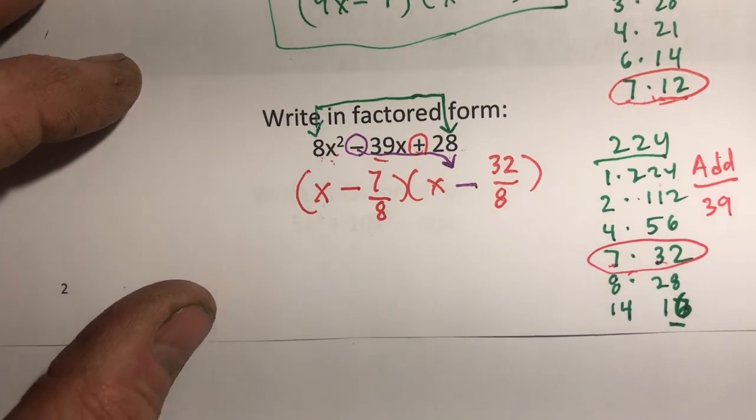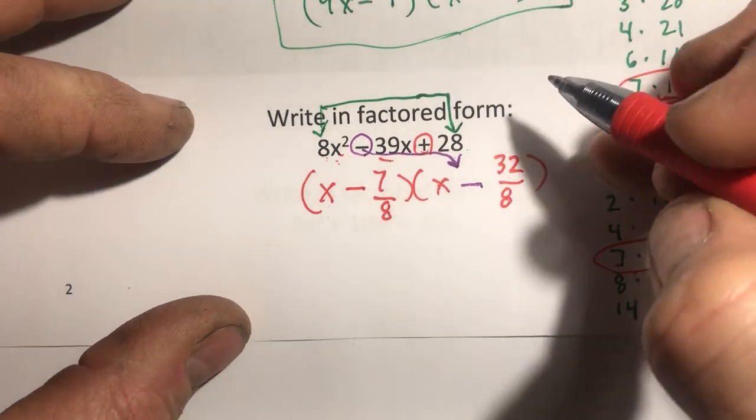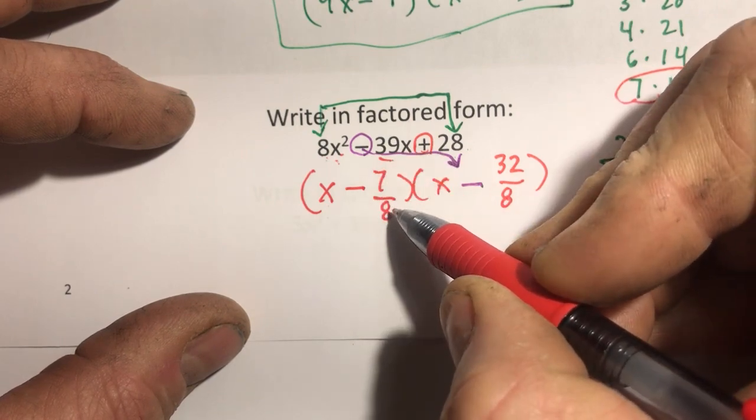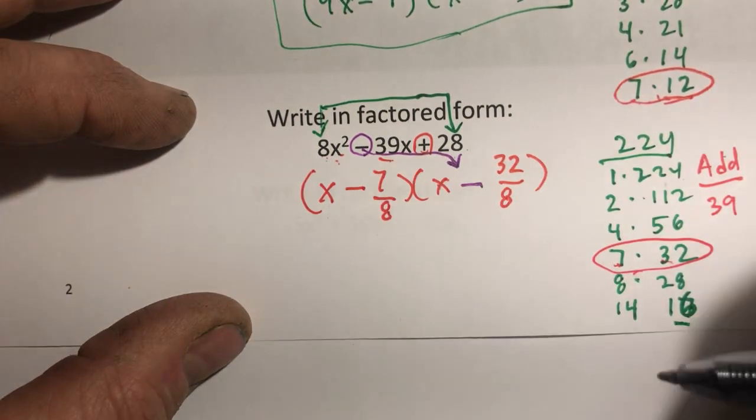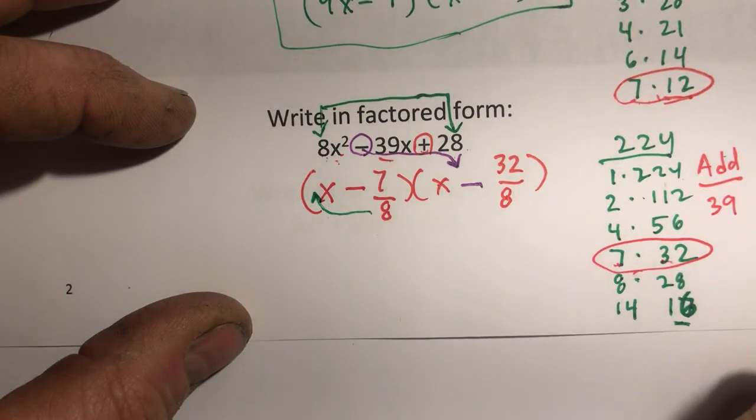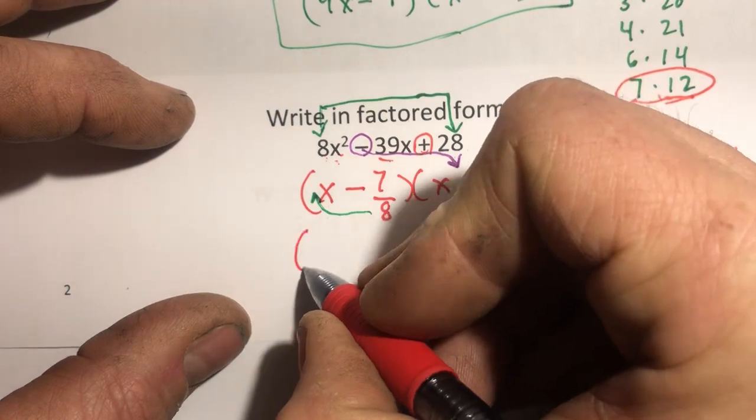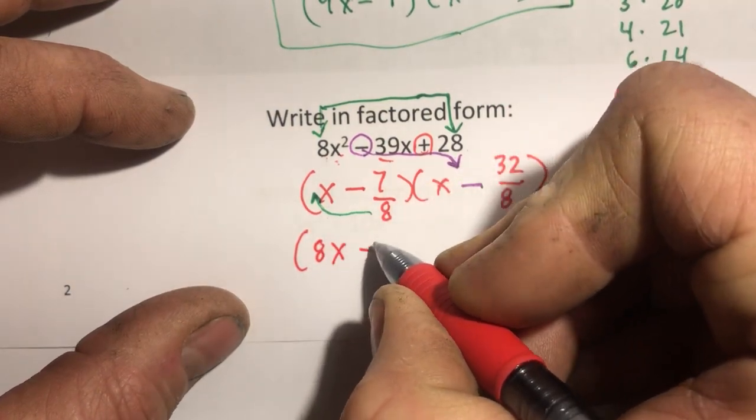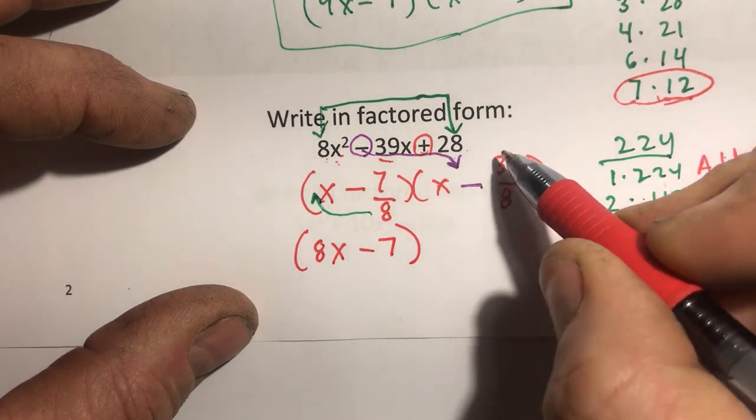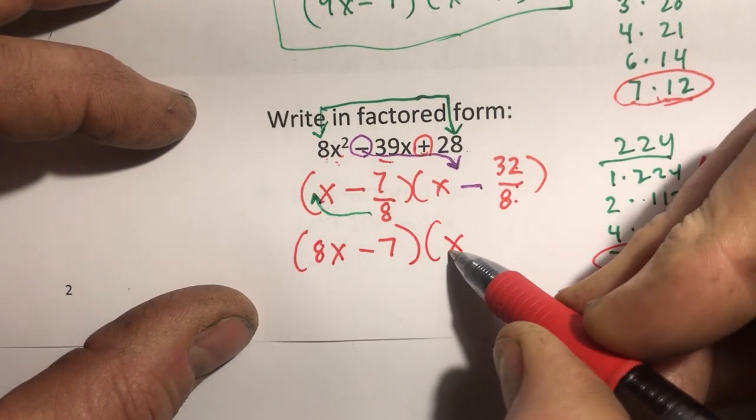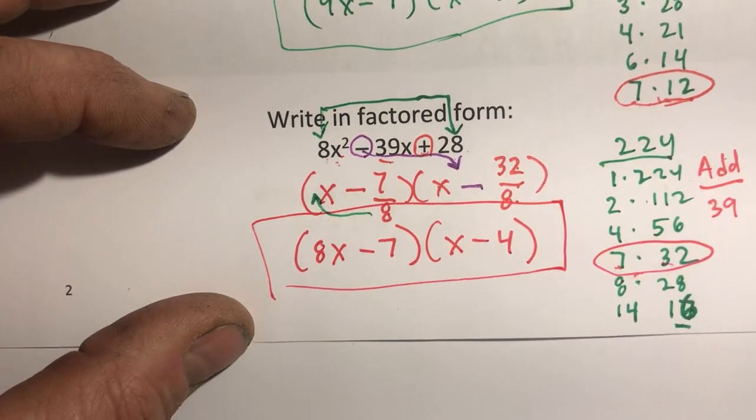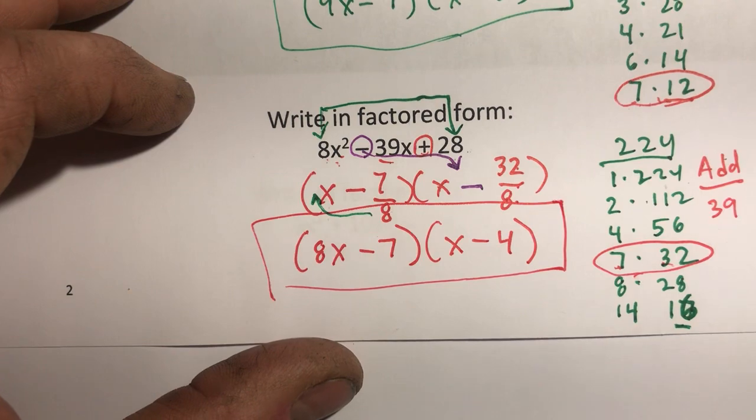Okay, now we're just about done here. I try to simplify 7 over 8. It won't simplify. So that means I've got to take this 8 and move it over here in front of the x, because we can't have fractions in our factors. No fractions in factors. So this 8 comes over in front of the x. And there's that one. And then this one here simplifies to 4. 32 divided by 8 is 4. So this is x minus 4. And there we go, there are my factors.